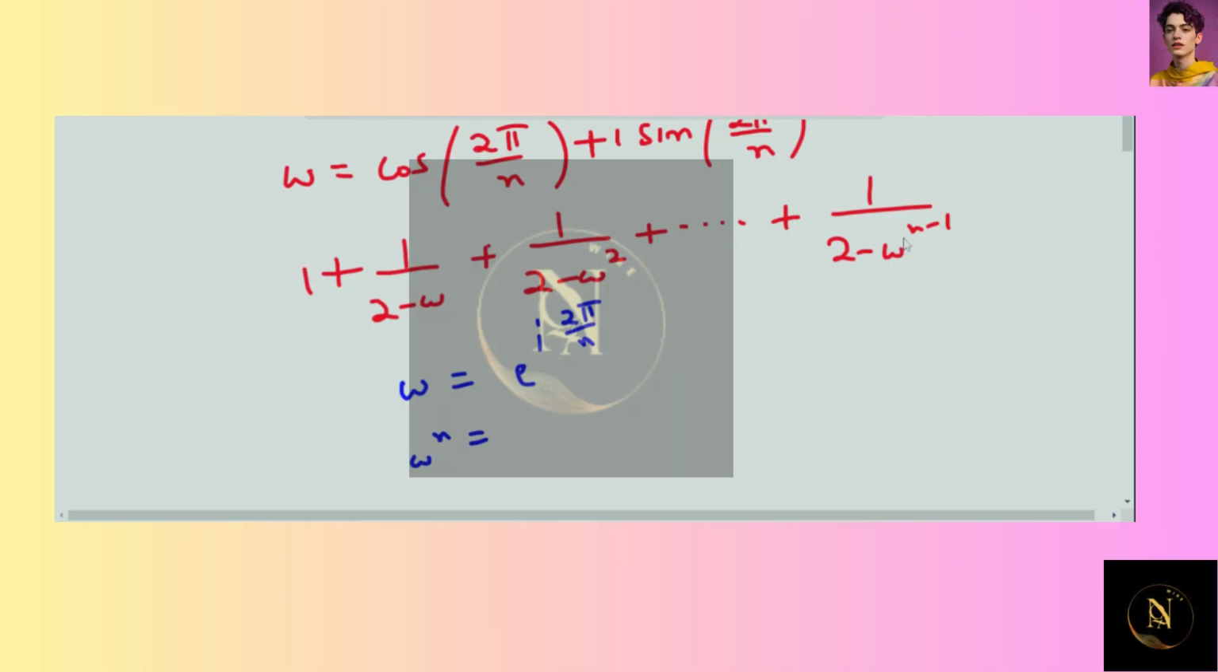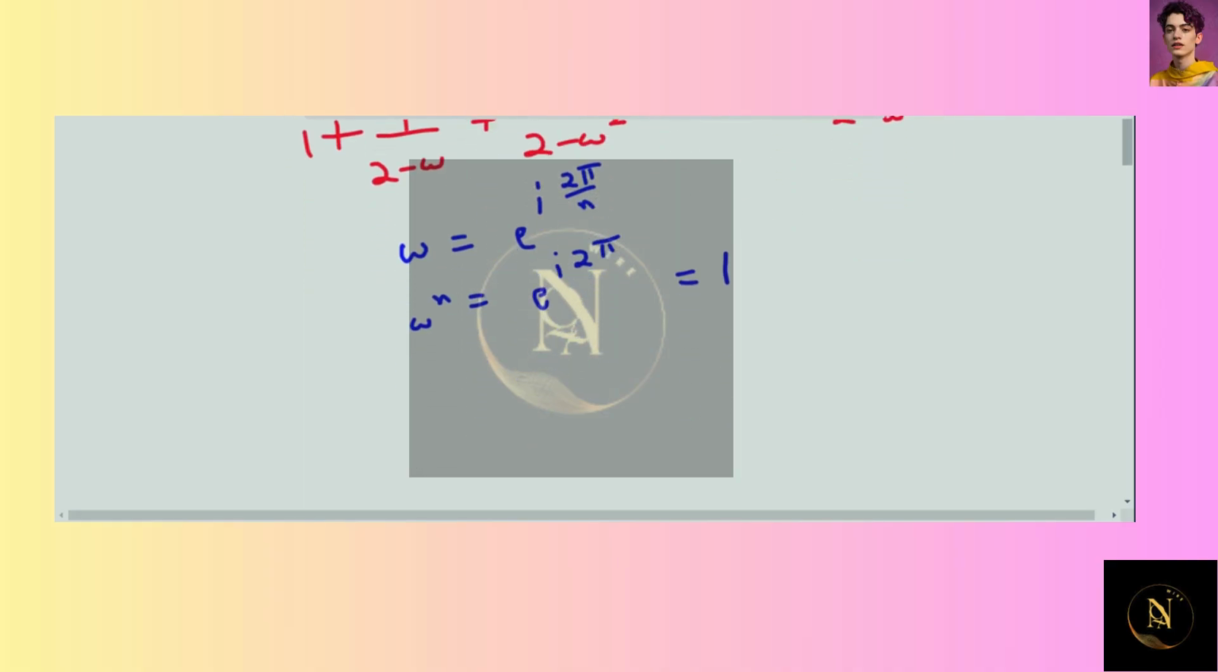Now from here, to find omega to the power n, also we have a hint here. It's going from 0 to n − 1. Total terms we have n. So omega to the power n is given as e to the power iota 2 pi, so that is cos 2 pi plus iota sine 2 pi. That's coming out to be 1. So omega to the power n is equal to 1.